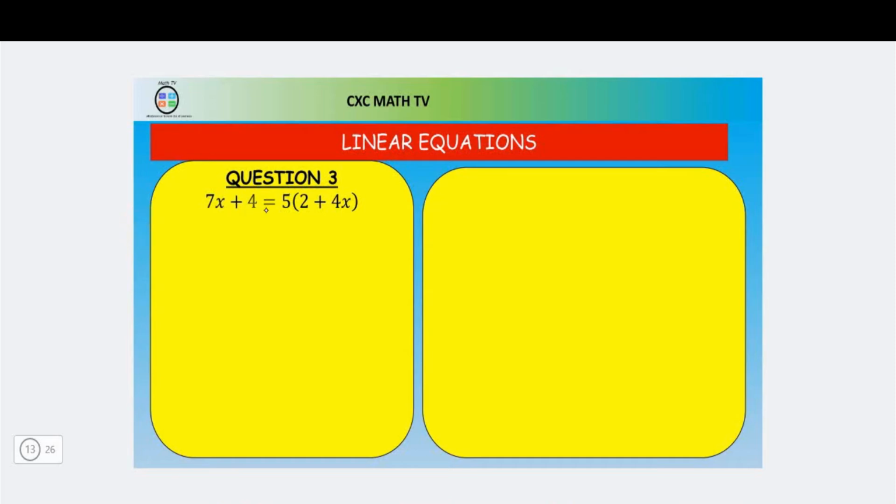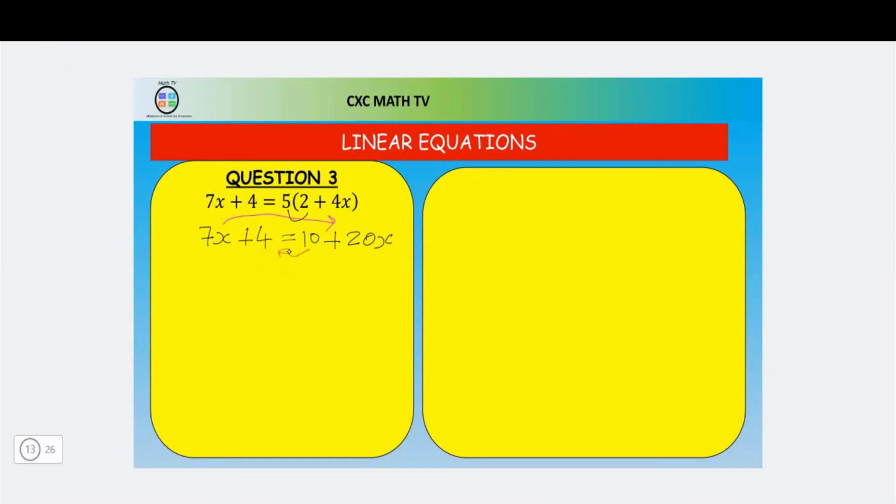So the first thing we notice is, right, we have 7x plus 4, that's equal to, expand the 5 into the bracket. Use distributive law. So you multiply 5 times 2 to get 10, and then you multiply 5 times 4x to get 20x. Now you need to do what? Group your like terms. So we're going to bring the 7x over to this side, and we need to bring the 10 over to the other side.